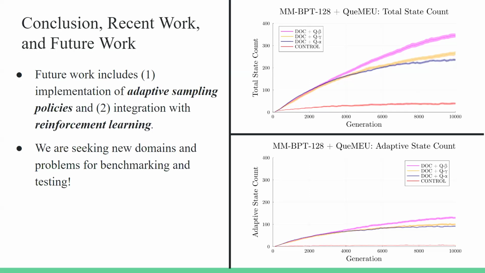So future work would include implementing some sort of adaptive sampling policy. Currently, those QMU variants just use fixed policies sampling different proportions from the Q. Using some kind of reinforcement learning method on that sampling policy could allow it to be more performative across different domains.